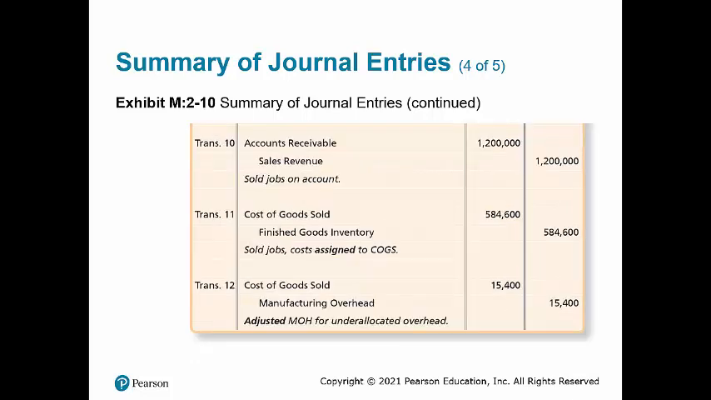In transaction 10, we recorded the sales of the goods that were on account by debiting accounts receivable and crediting sales revenue. Transaction 11 was the cost of goods sold entry for those goods that were sold, and we debited cost of goods sold and credited finished goods inventory. We also made an entry in transaction 12 to adjust for the underallocated manufacturing overhead by debiting cost of goods sold and crediting manufacturing overhead.